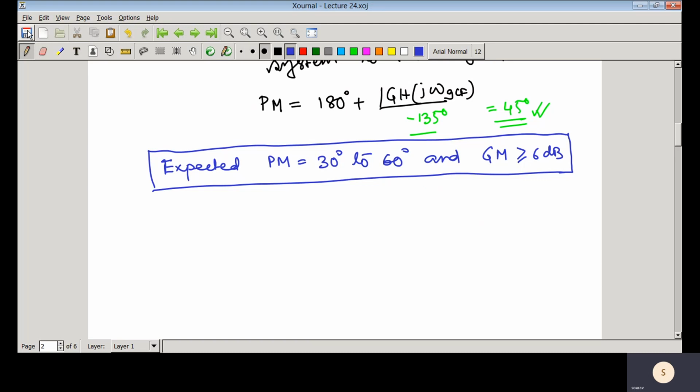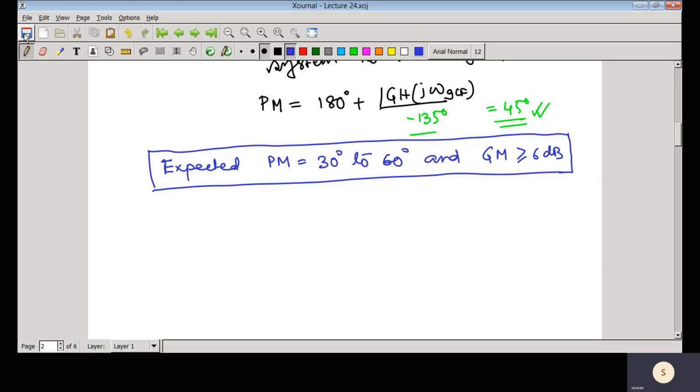So gain margin is expected to be greater than 6 dB, and phase margin would be in between 30 to 60 degrees. If we make the phase margin very high, meaning more than 60 degrees, then that is also good. But in that case, we need to see that the phase margin is very high but the gain margin is very poor. It should not be the expected one. That means you need to make a trade-off between these two quantities, gain margin and phase margin.